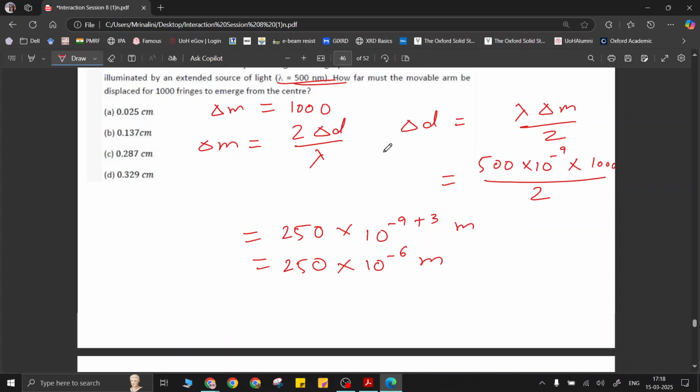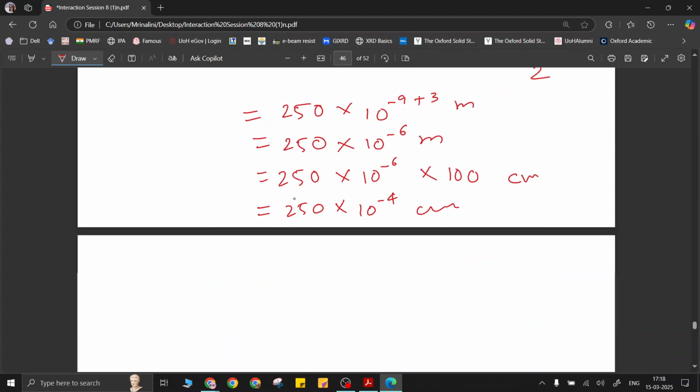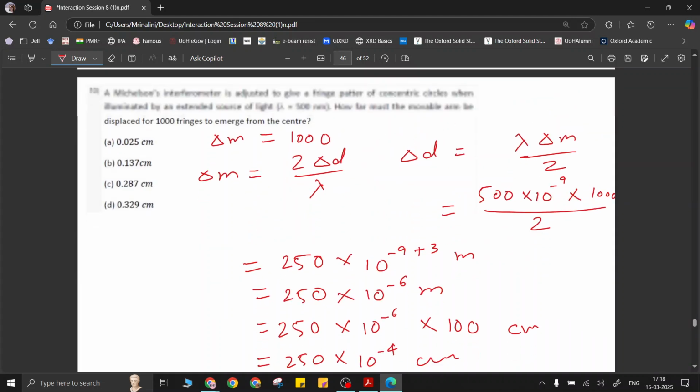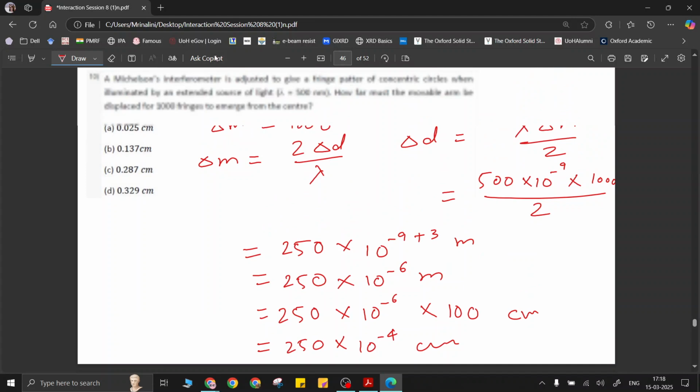The answers are in centimeter, so 250 multiplied by 10 to the power minus 6, and 1 meter is 100 centimeter, that means 10 to the power 2. Minus 6 plus 2 is minus 4, so 10 to the power minus 4 centimeters. When I put it in decimal, this means 0.025 centimeter is the correct answer. So option A is the correct answer.